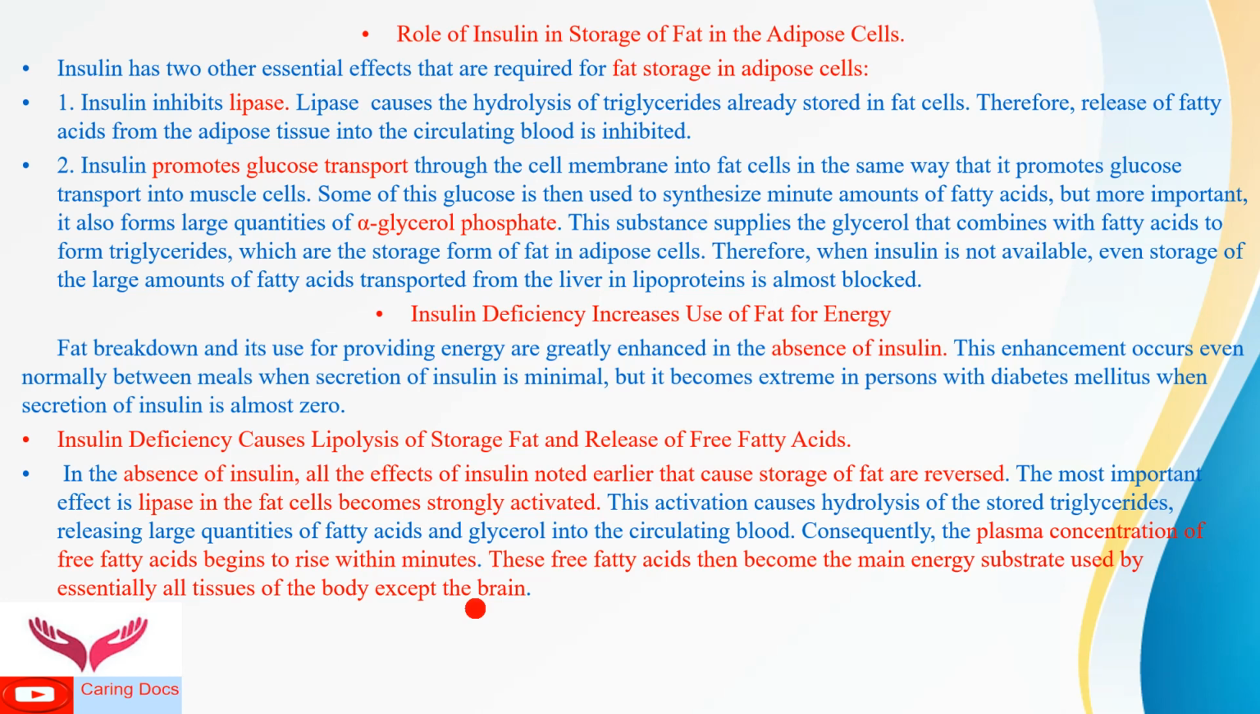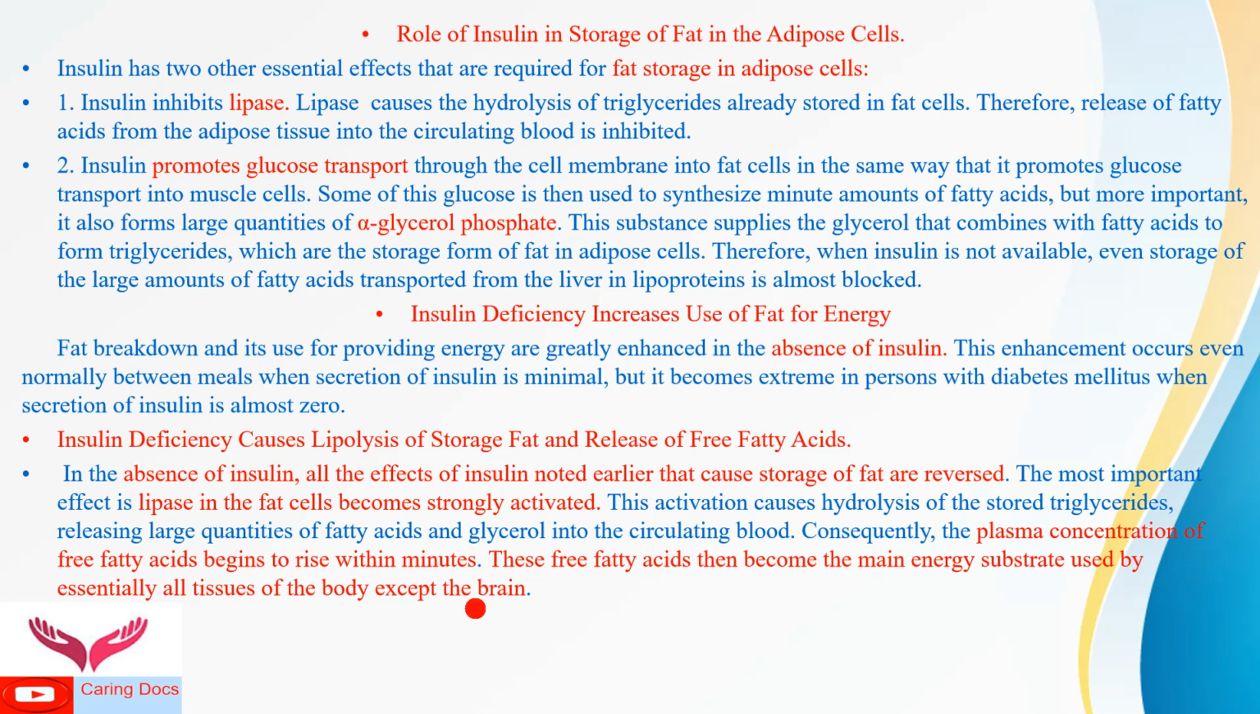Some of this glucose is utilized in the synthesis of fatty acids, but more importantly it also forms a large quantity of alpha glycerol phosphate, and this alpha glycerol phosphate supplies the glycerol that combines with fatty acid to form triglyceride, which is the storage form of fat in the adipose cells. Therefore, when insulin is not available, even the storage of large amounts of fatty acid transported from the liver in lipoprotein is almost blocked.